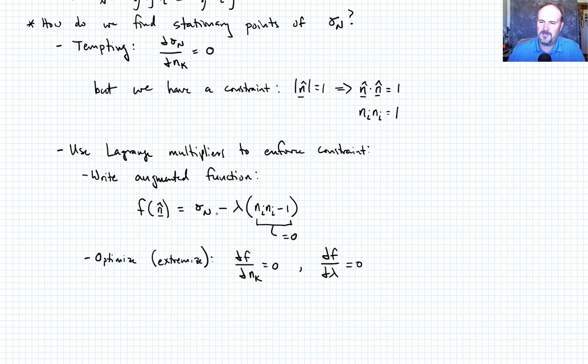And if you go up and just do that in your head, you can see if I take the partial of this function f with respect to lambda, sigma n has no lambda dependence, so that goes to 0. This is just a linear term, and we're just left with our constraint. So this basically just gives back the constraint. Okay?